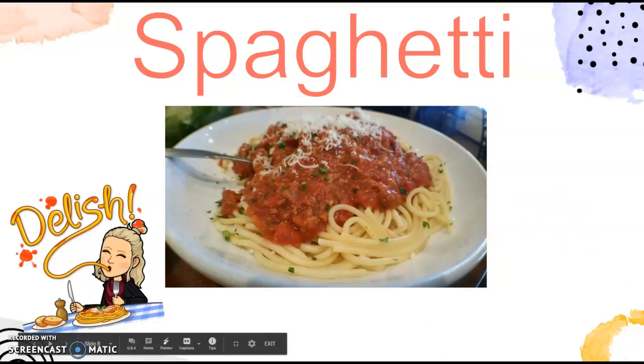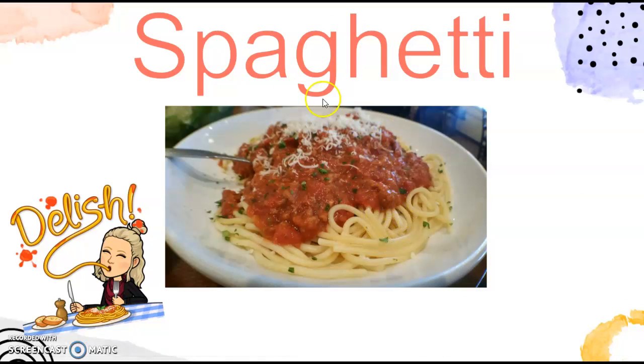So this is what it looks like when it's all cooked. My noodles are cooked, my beef is cooked, it's mixed up with my spaghetti sauce, and I put some grated cheese. We did have spaghetti for dinner tonight.